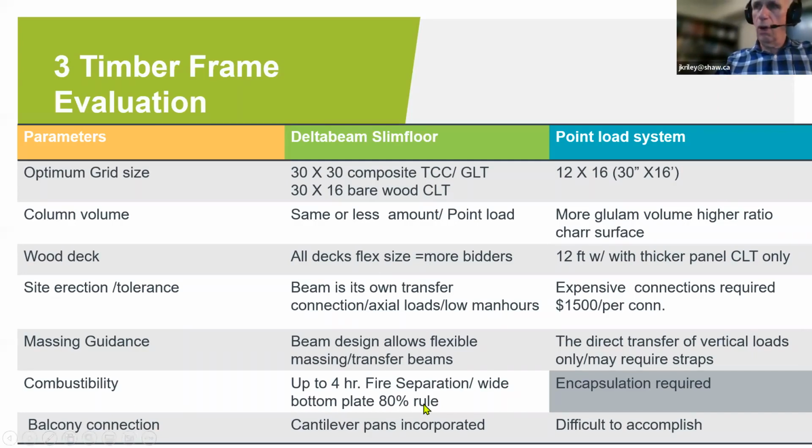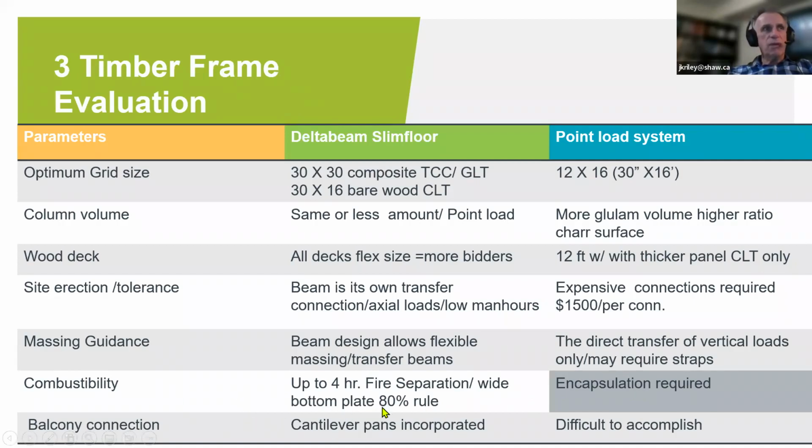Now, fire. Okay, here we start to get really interesting. The beam itself that you see here, the pictures of, has a fire rating up to 4 hours. And that's a ULC fire rating. With point load systems, you have to cover it up with drywall. So if you're covering up with drywall, all you do is get a bunch of warm and fuzzies. Yeah, the building's made of wood, but we covered it all up with drywall. Duh. You know, it doesn't make sense. So what we're doing here is allowing you to use the beauty of wood and show wood, okay?